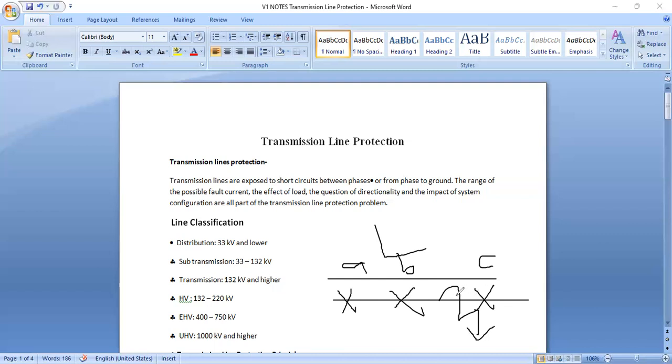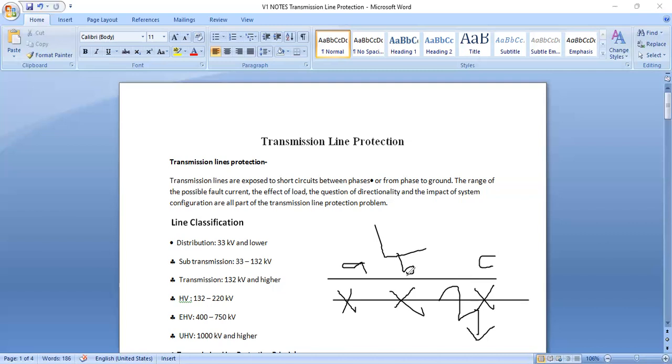So which circuit breaker is nearest to the fault? The circuit breaker closest to that fault should open, and the other circuit breakers should stay in the closed position. That means the C circuit breaker will open because it is nearest to the fault. If the circuit breaker nearest to the fault fails to open, suppose a fault occurs near the C circuit breaker and it fails to open, then the backup protection circuit breaker should operate. That means this is the backup protection circuit breaker.